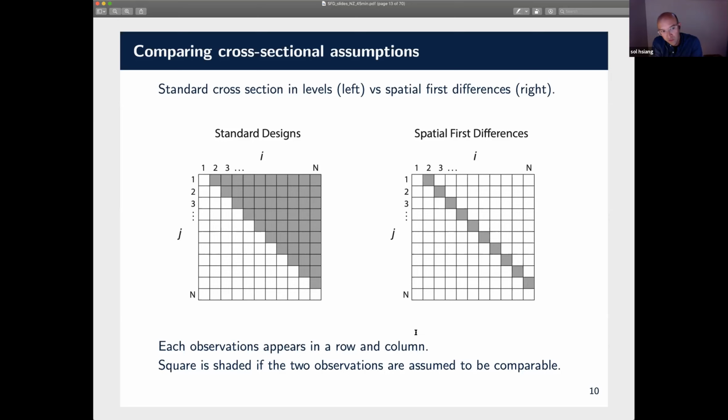In the spatial first differences design, we are only comparing each observation to its immediately adjacent neighbor. And so it's a dramatically smaller set of assumptions you need to make in order for the approach to be valid. Okay, so in the right-hand side, we're basically saying observation 1 is comparable to 2, 2 is comparable to 3, and so on, okay? But we don't need to color this whole large triangle.